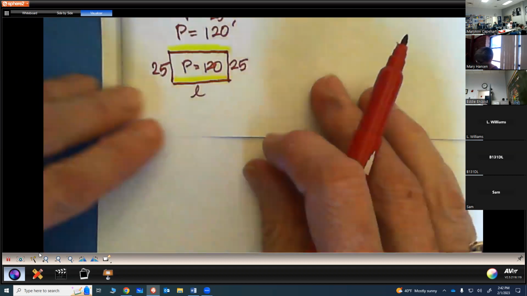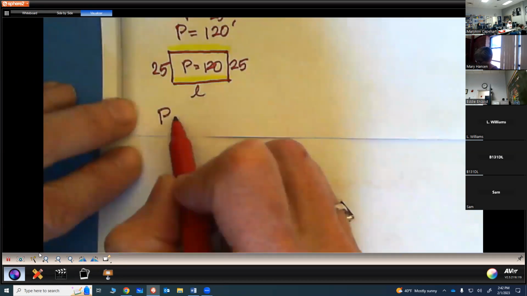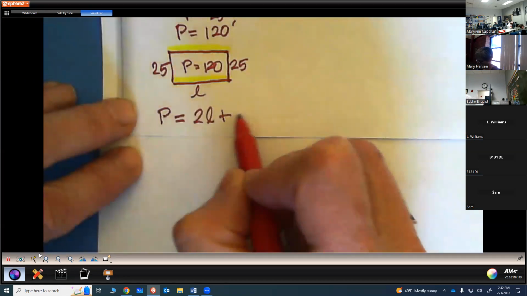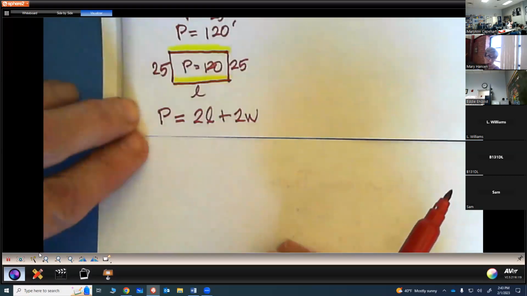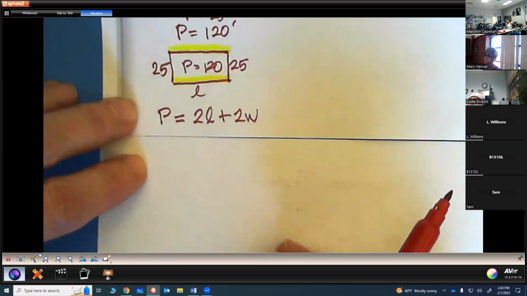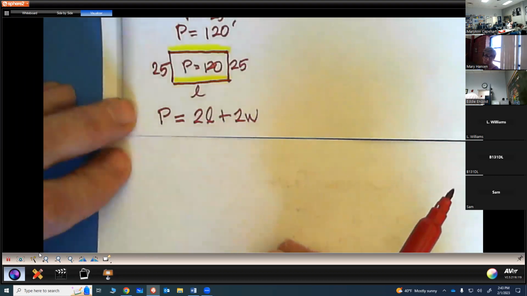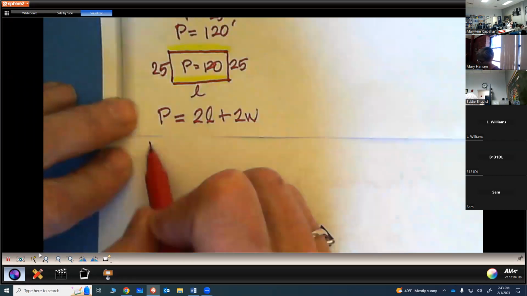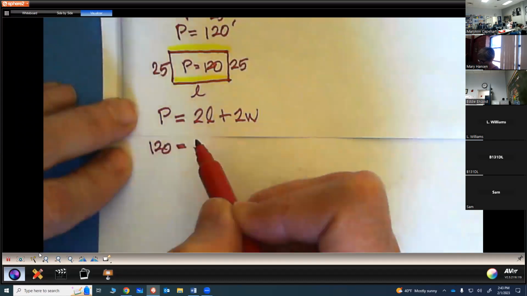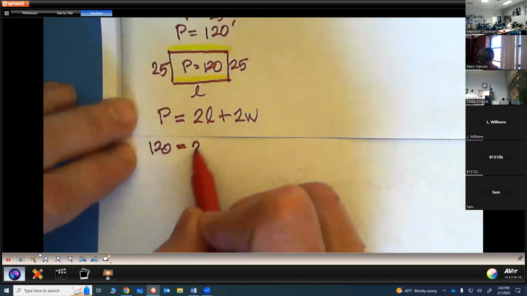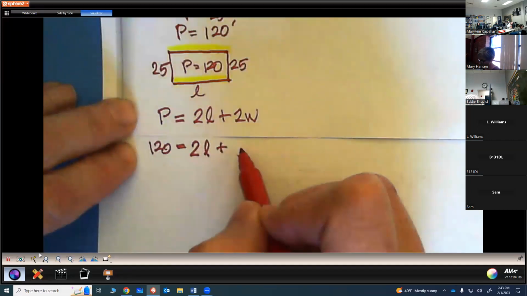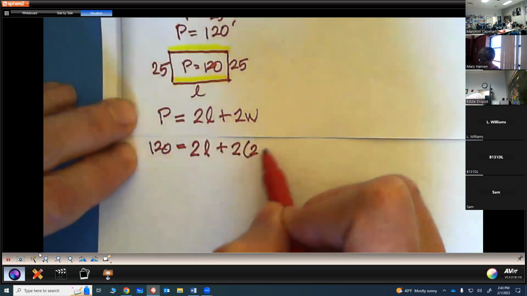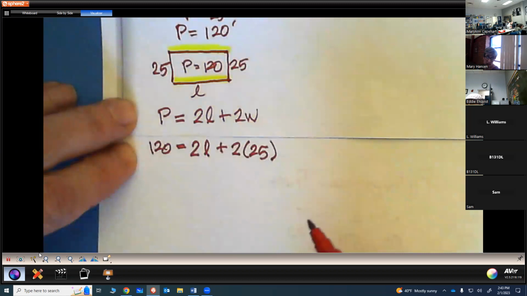So one way to begin this problem is to say, well, this is something I know. I know that a rectangular shape has the perimeter P = 2L + 2W. What am I going to put in for P? 120. Exactly, because that's what P is equal to. I don't know L, so I'm going to leave the L. And what am I going to put in for W? 25. Yep. And so now we have an algebra problem.